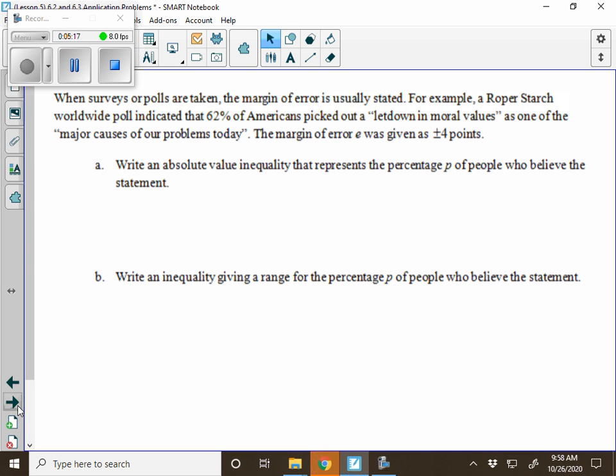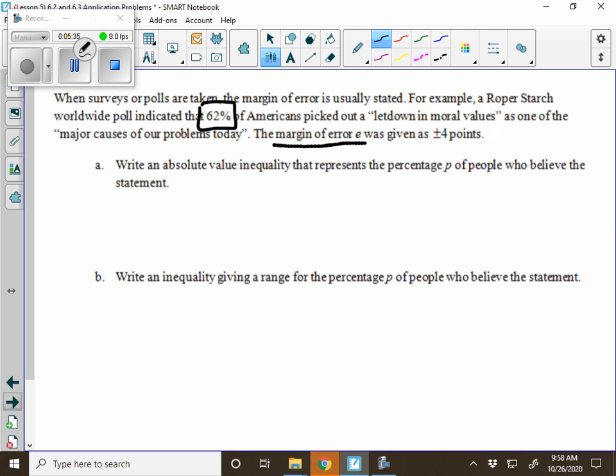When surveys or polls are taken, the margin of error is usually stated. For example, this worldwide poll indicated that 62% of Americans picked a letdown in moral values as one of the major causes of today's problems. The margin of error is plus or minus 4 points. What they usually do with polls is take the same poll all across the nation. Is the same poll going to produce the same numbers everywhere? If I ask that question in Mercer County and in Franklin County, which is Columbus, are those going to be the same answer?